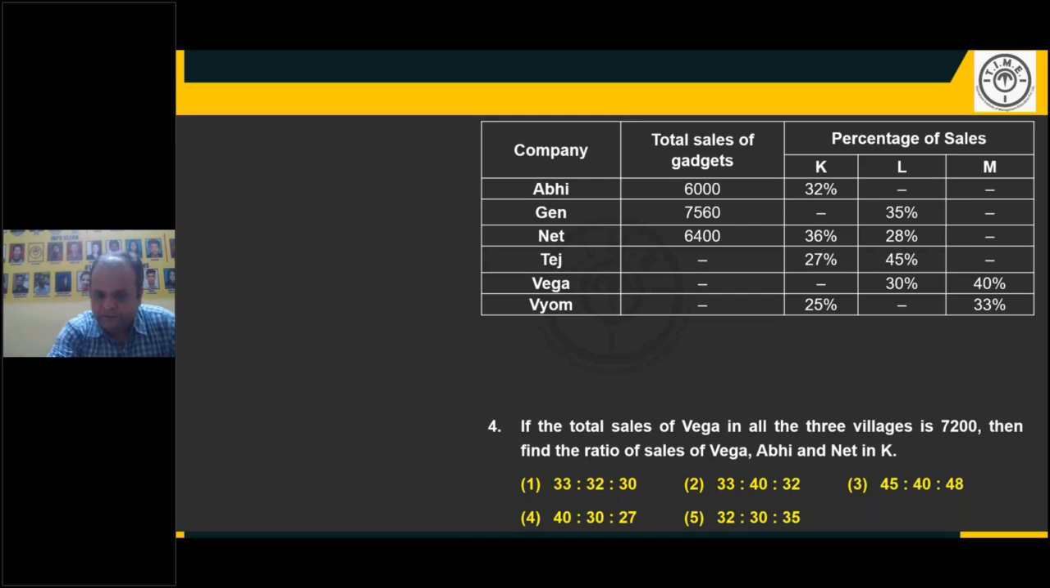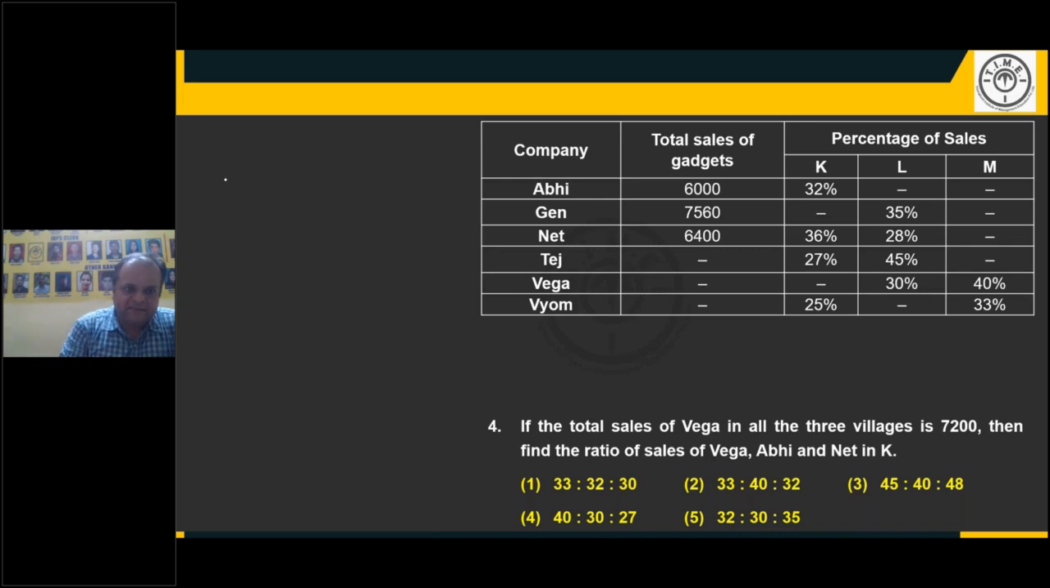We have to find the ratio of Vega, Abhi and Net in K. And for Vega, we have been given the total sales is 7,200. See if you can find out all the values and then take a ratio of this. Any answers, anyone? D. Third option is right. Very good.